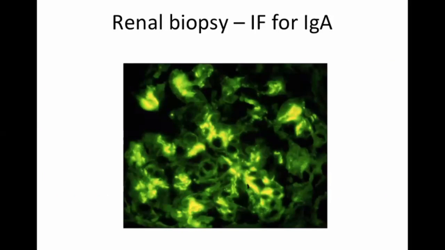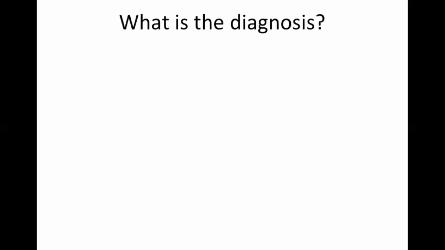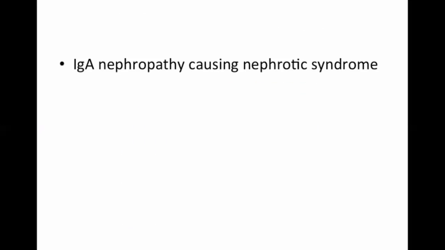So when you do the immunofluorescence, you see that it stains for IgA. So what's the diagnosis? IgA nephropathy. Yes, IgA nephropathy. So that's the diagnosis. So this person has got IgA nephropathy causing nephrotic syndrome. So this is the first case. So that's how you work it out.